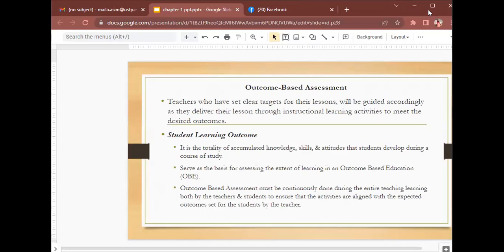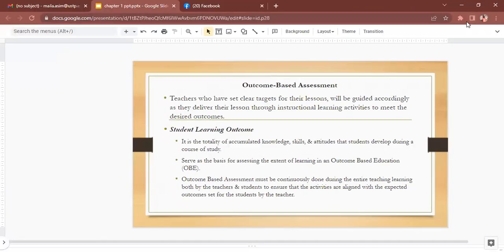Okay, my apologies. The screen sharing is paused, so here.